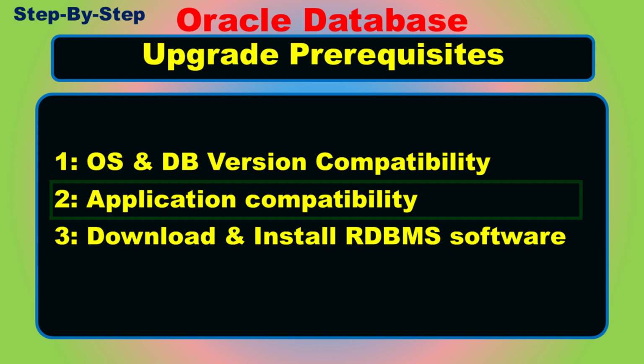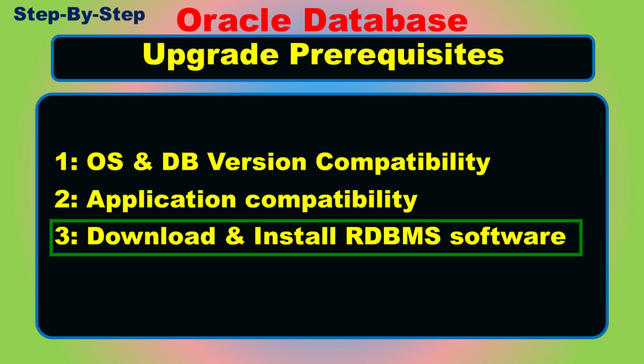Once all the compatibility checks are successful, download the target RDBMS software version, in this case the 19.3 software, which I have already downloaded and installed in my database server.